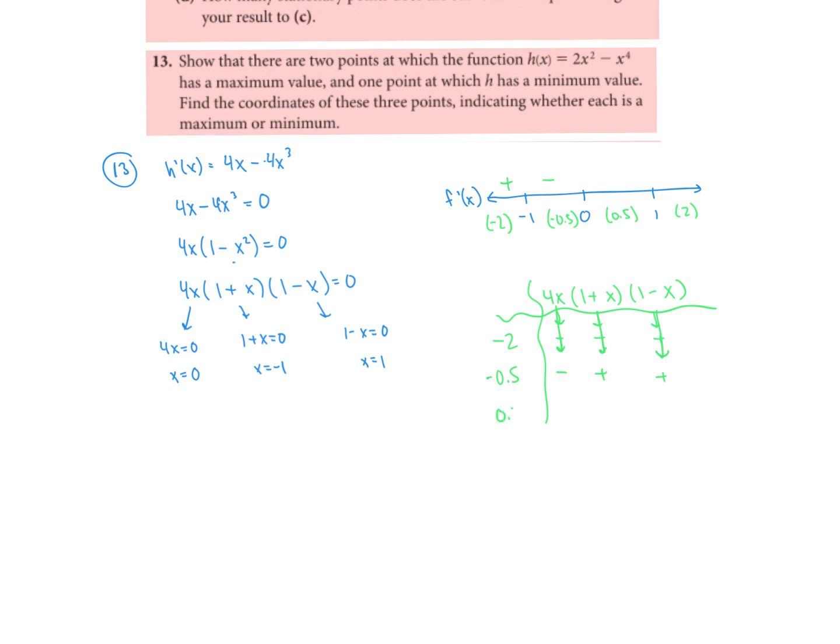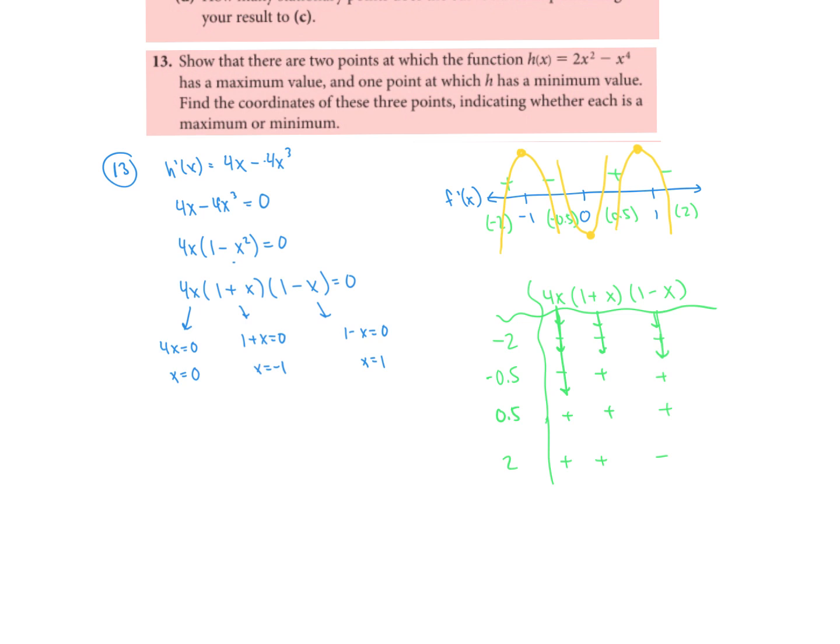Now let's plug in 0.5. I would have a positive times a positive times a positive, which is positive. And then 2, I would have a positive times a negative, which is a negative. Okay? So this function is going increasing to decreasing, decreasing to increasing, and then increasing to decreasing. So we see we have our maximum at negative 1, minimum at 0, maximum at 1.